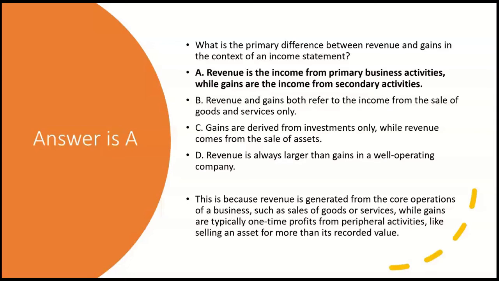Revenue is generated from the core operations of a business, such as sales of goods or services, possibly rental income if it's a real estate firm, while gains are typically one-time profits from peripheral activities, like selling an asset for more than its book value because it's been depreciated maybe down to zero, and now it has no book value left. So you sold it, you have a big gain, but you would not want to mix that gain in with the revenues on the top line of the income statement because you would be misleading the users of the financial statements, and that's why we have different sections for everything on a multi-step income statement.